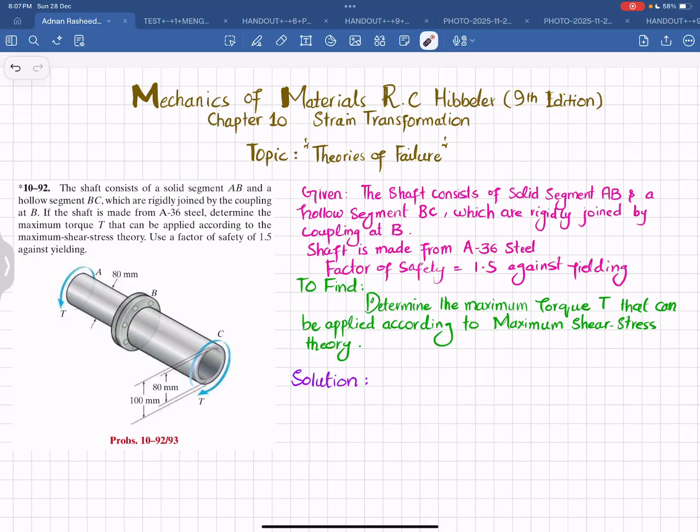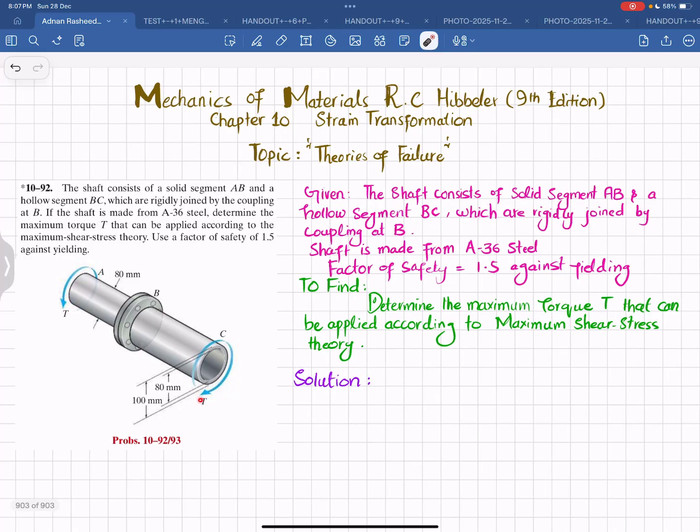So you can see this is the segment of shaft AB and this is the segment of shaft BC that are coupled together using a coupling at B, and there is a torque T applied to this coupled shaft. So you have to find this torque T by using the maximum shear stress theory, and you have to take a factor of safety of 1.5 against yielding. Let's start with the solution.